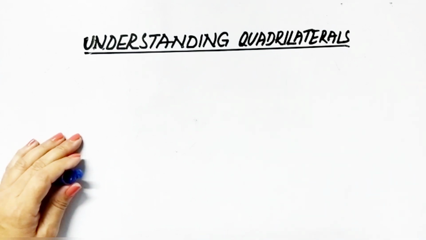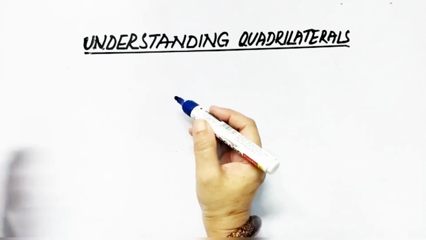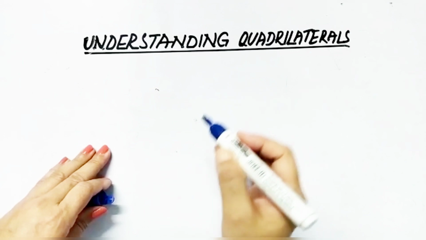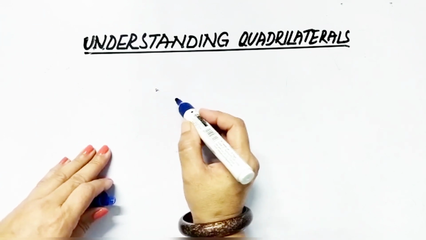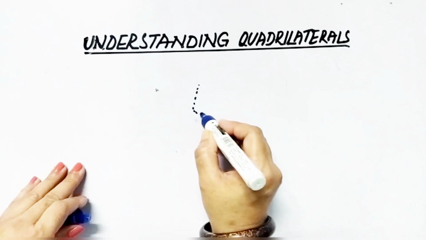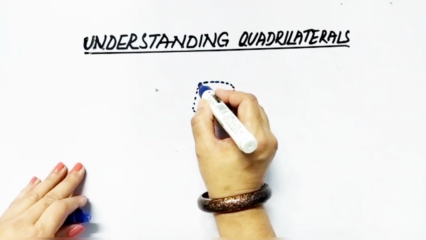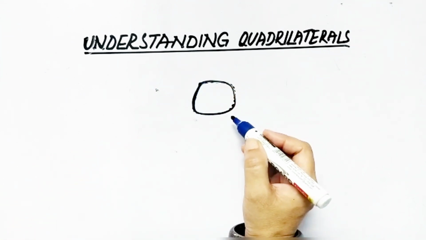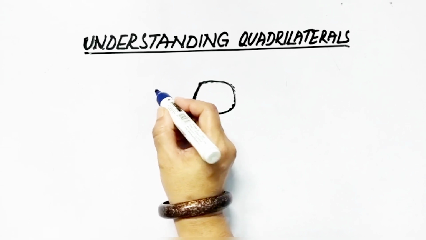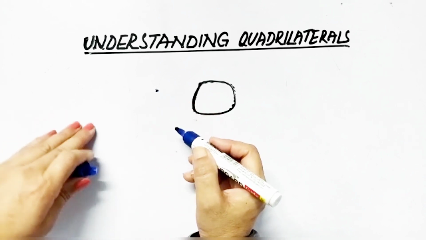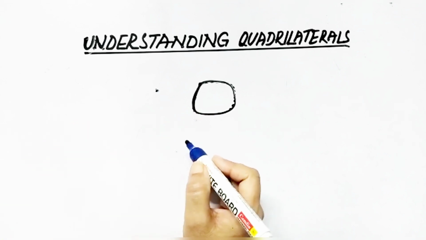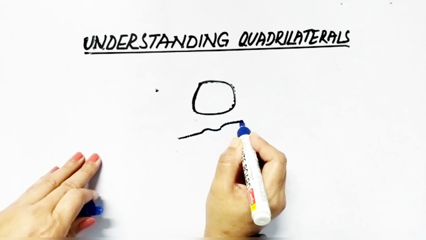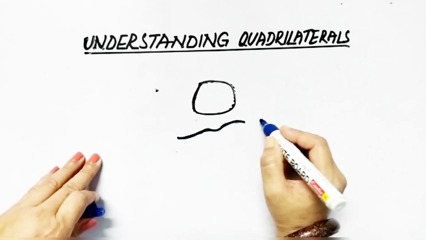To understand quadrilaterals, let's start with the basic concept of geometry, which starts from a point. A point is the basic unit of any geometrical shape. That means any shape you draw is the sum of an infinite number of points. A point has no shape, size or dimension, but when a continuous series of points join together, they form a curve.